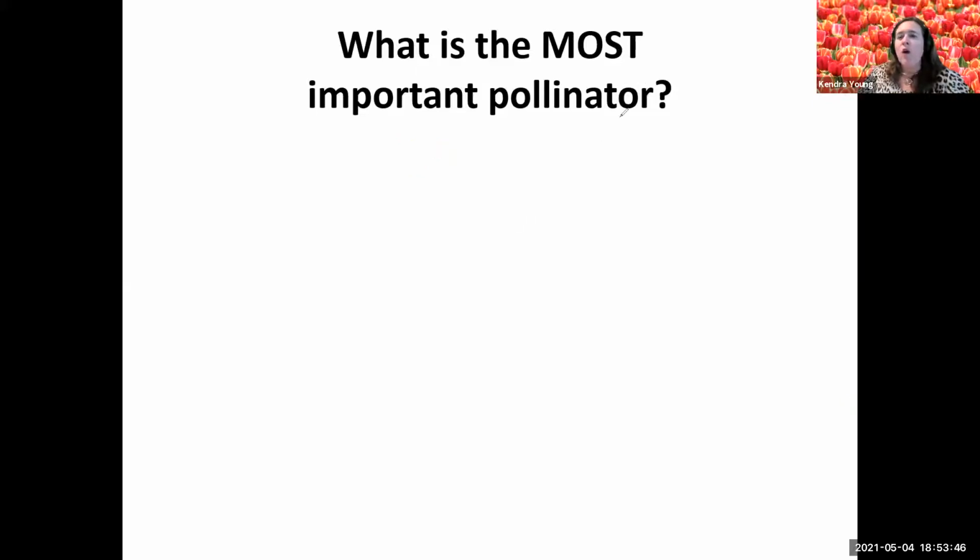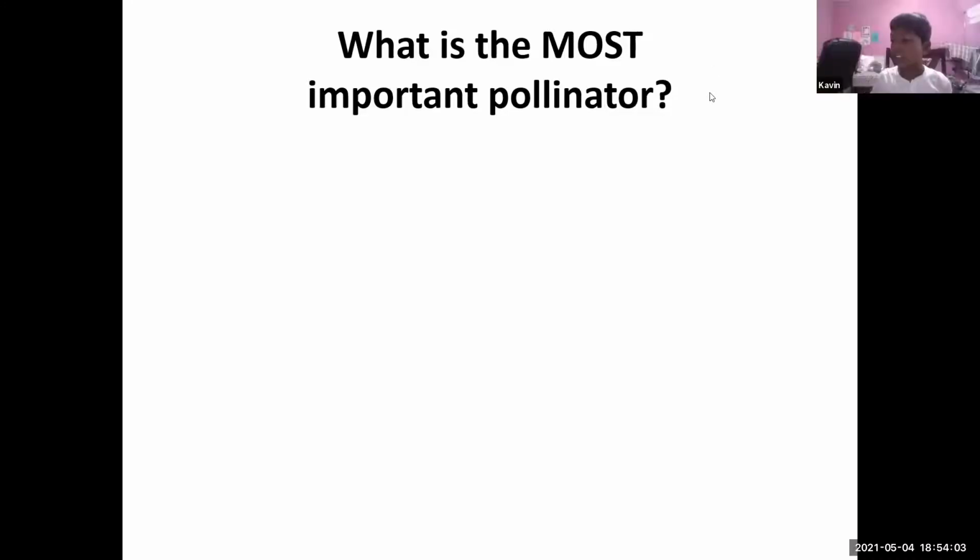All right, so what is the most important pollinator? Does anybody know? What do you think could be the most important? The bee. Caven, do you know what kind of bee? Honeybee. The honeybee, and he is correct.